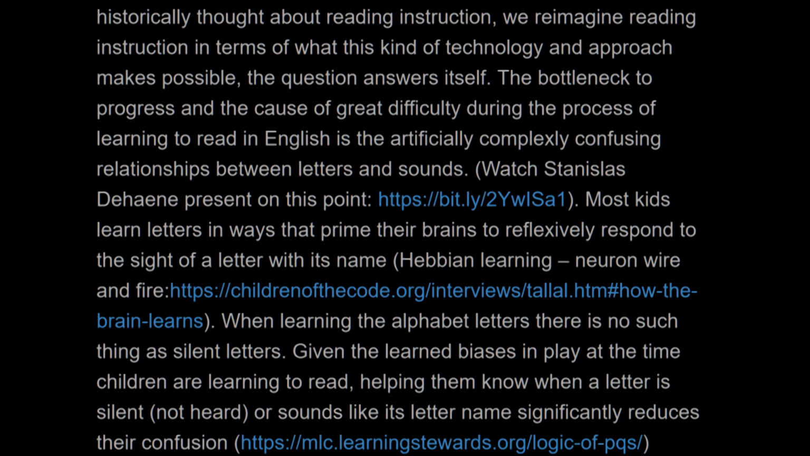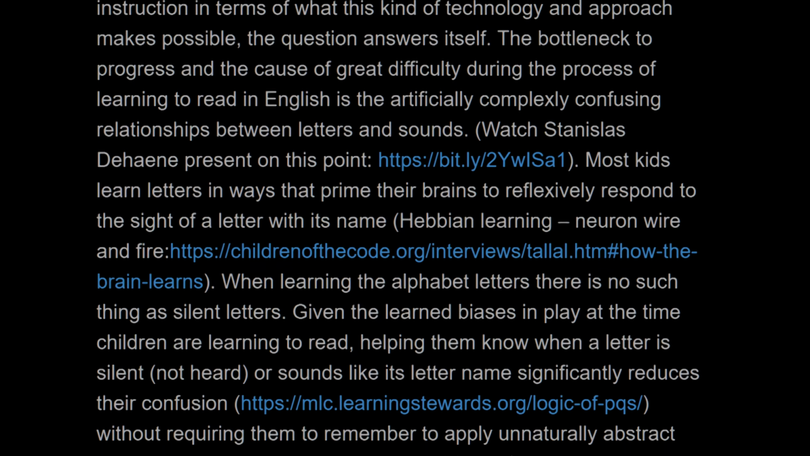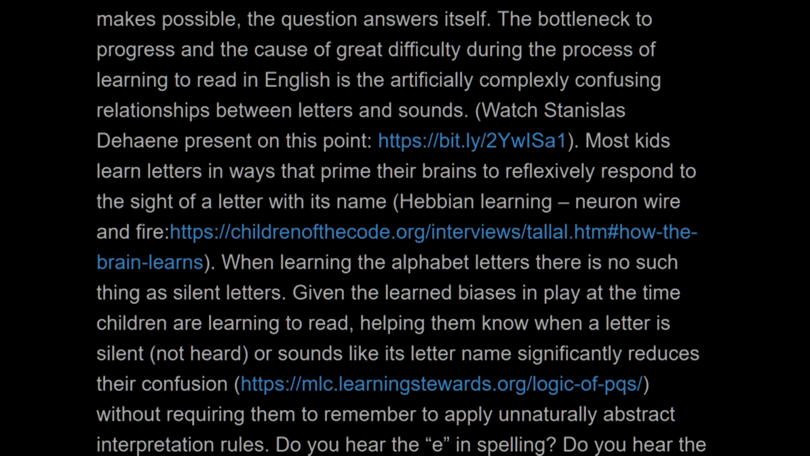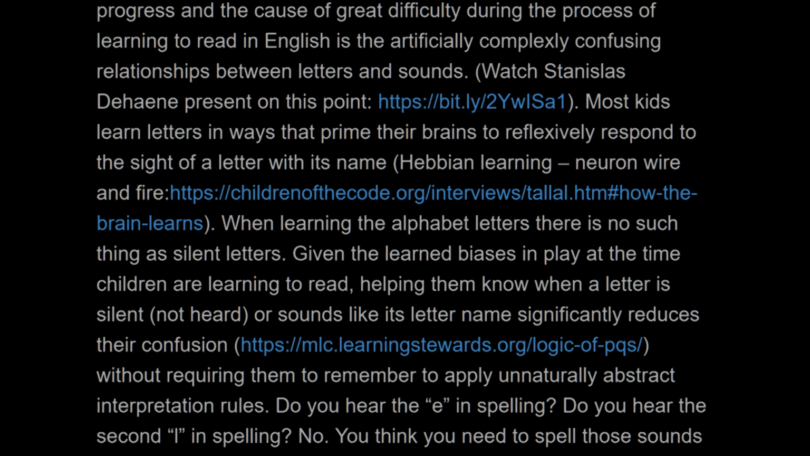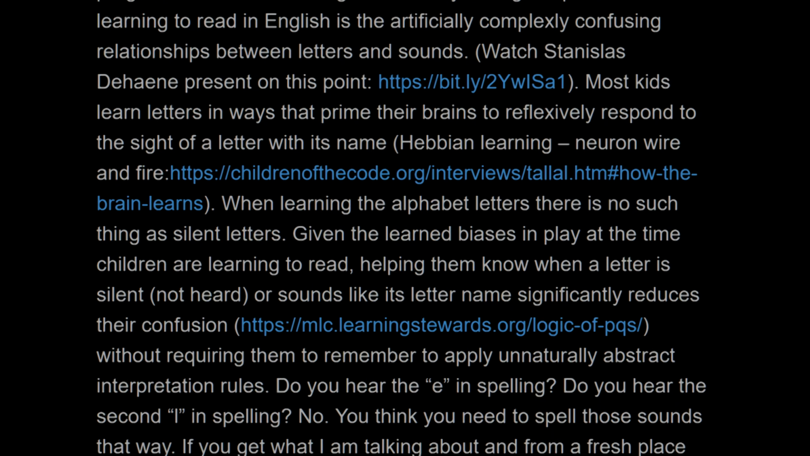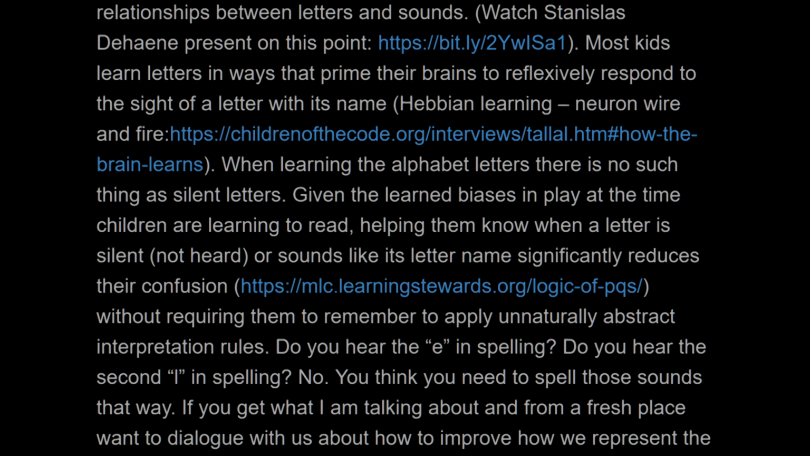Given the learned biases in play at the time children are learning to read, helping them know when a letter is silent, not heard, or sounds like its letter name, significantly reduces their confusion, without requiring them to remember to apply unnaturally abstract interpretation rules.